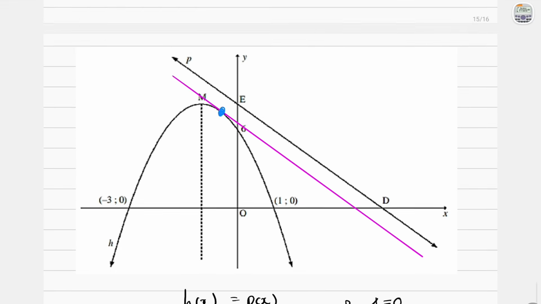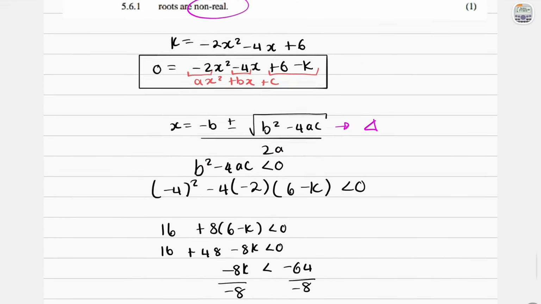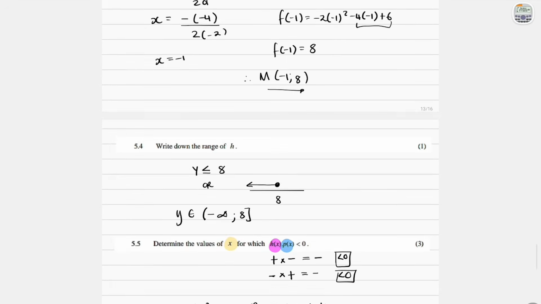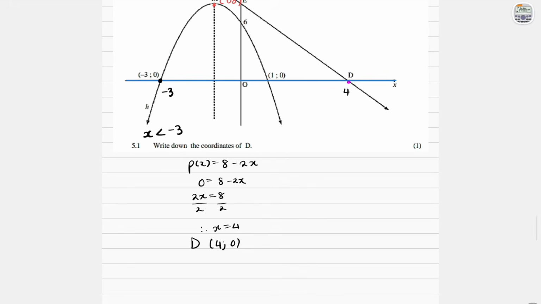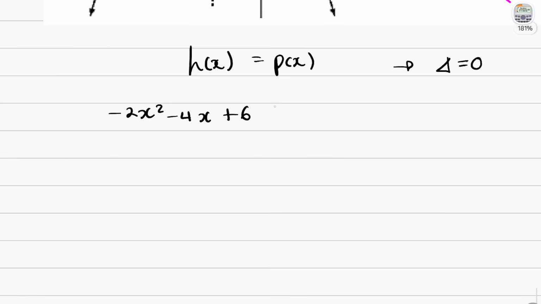Now we just have to apply this. So h of x, I keep forgetting what h of x was. Let me just get that. Okay, that was h of x. P of x was a straight line. We just used it once. That was 8 minus 2x, and we're going to equate them. So it's equal to 8 minus 2x.